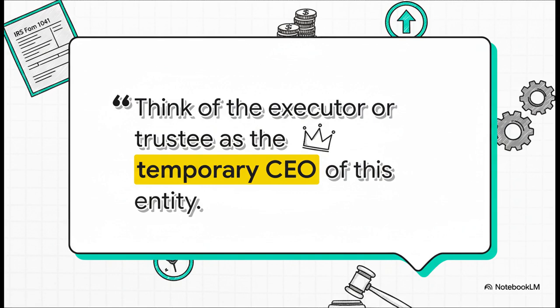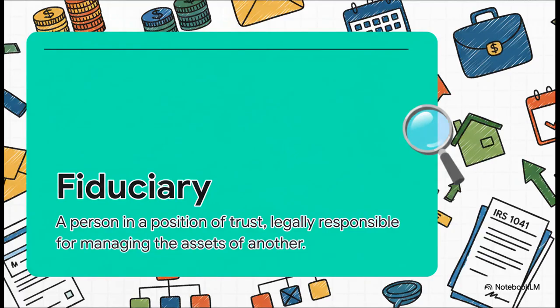That means you are in charge. You're managing the assets, you're paying the bills, and you're making sure the taxes get handled the right way. It's a real position of leadership. So that CEO role, it has a legal name. You're a fiduciary, and that word is all about trust. As a fiduciary, you have a legal duty, a serious one, to act in the absolute best interest of the estate or trust, and of course, its beneficiaries.